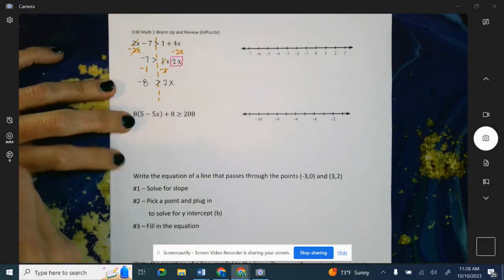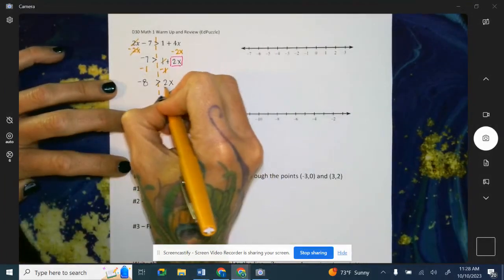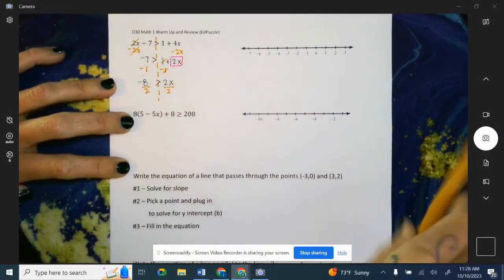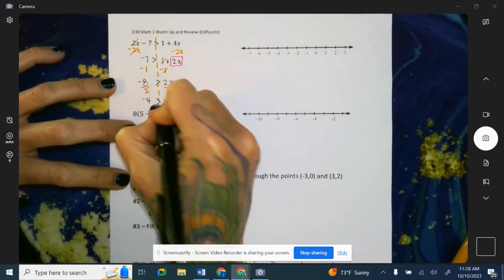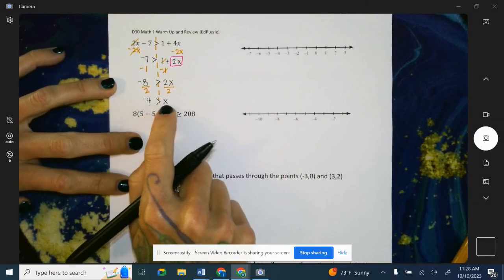And then 2x, remember, is 2 times x. So we're going to divide by 2 because that's the inverse of multiplication. And negative 4, we divided by positive, so it's perfectly fine. So negative 4 is greater than x.